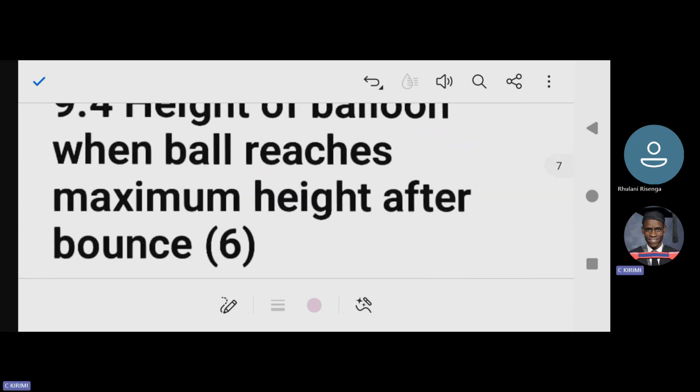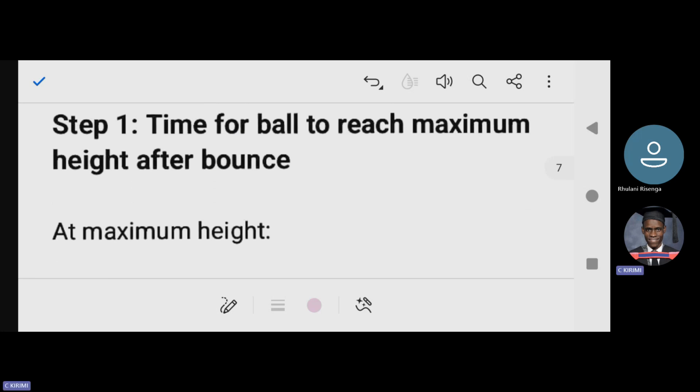So the time for the ball to reach the maximum height after the bounce. That is our starting point, which means the ball is at the ground after the bounce. We want to calculate the time from the ground, which means your reference point is the ground, which is 0, to the maximum height. And what do you know about this maximum height? What is the velocity at the maximum height? What is VF?